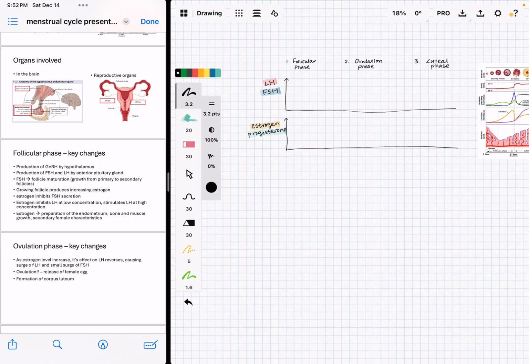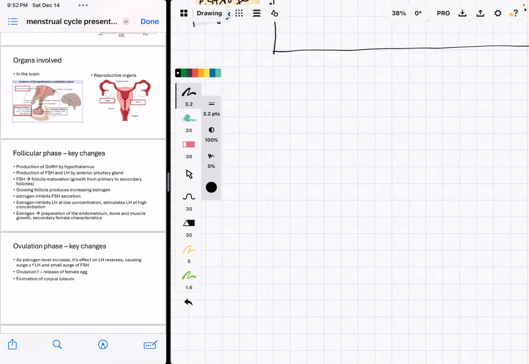Okay, so last slide we've talked about the two main structures in the brain. Can you tell me what the structures are? Yep, so first of all we have the hypothalamus, and then right beneath it we have the two pituitary glands. And in today's lesson we'll be mostly concerned about the anterior pituitary gland.